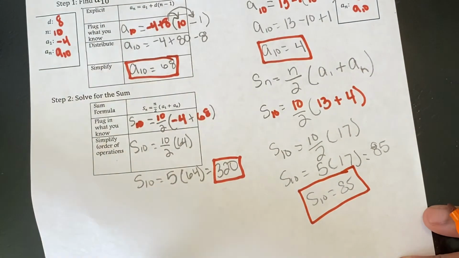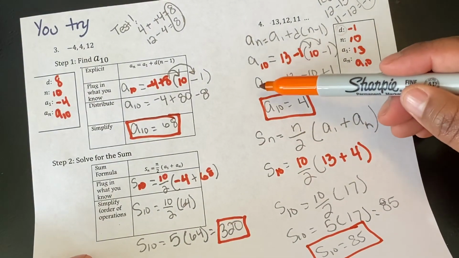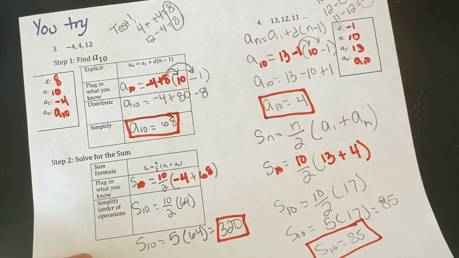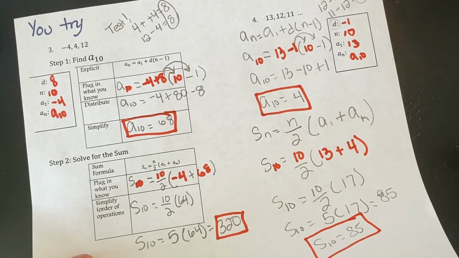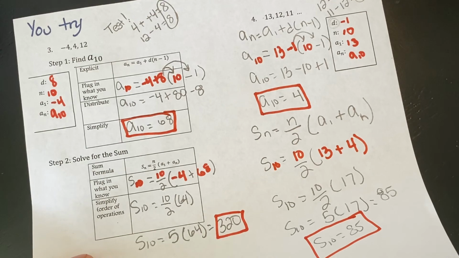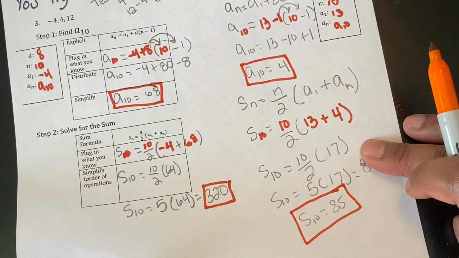All right. I want to make sure you remember that your first step is to always find the nth term. So if I'm asking you to find the sum of the 20 terms, then you want to find a sub 20 first. Okay. Let's look at your practice.